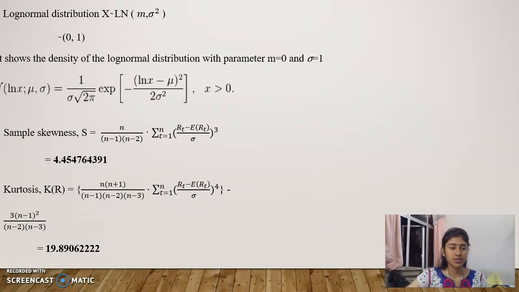And kurtosis is calculated and measures how peaked the distribution is and how fat the tail is. So the skewness of Apple company is 4.455 and the kurtosis is 19.891.